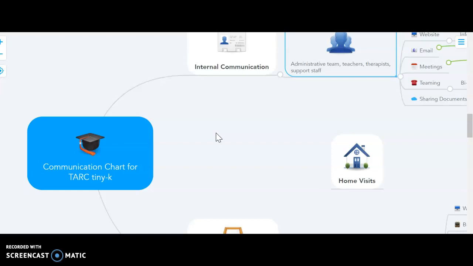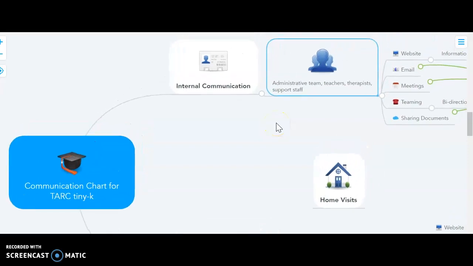I chose to use MindMeister. I've used some of the other platforms, and I just wanted to try something new as far as creating a graph about our internal and external communication channels. We'll start with our internal communication.